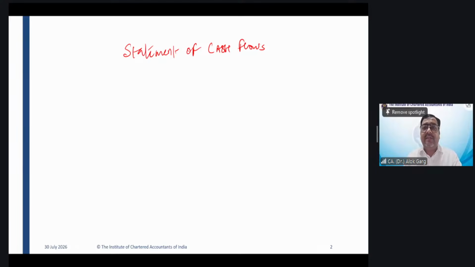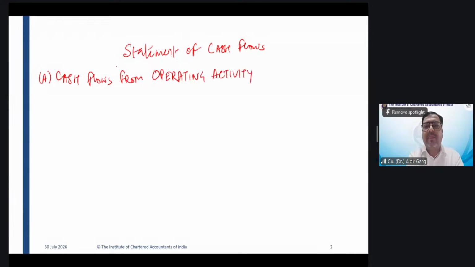So friends, in our statement of cash flow, what are the broad headings? First of all, let's talk about point A: cash flow from operating activities.